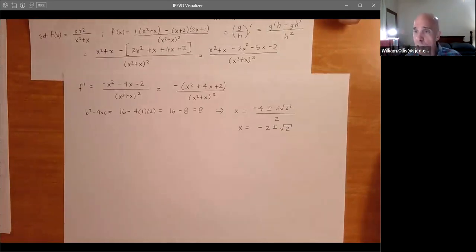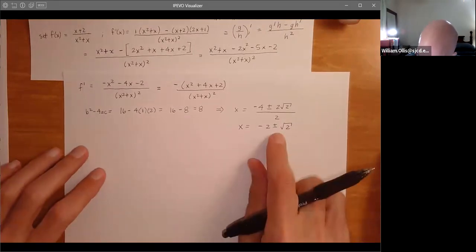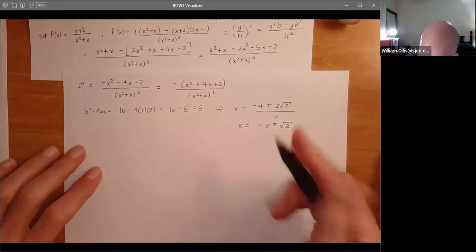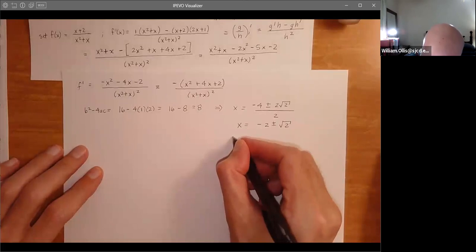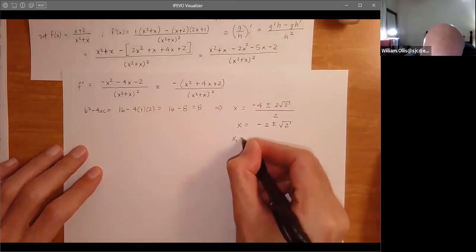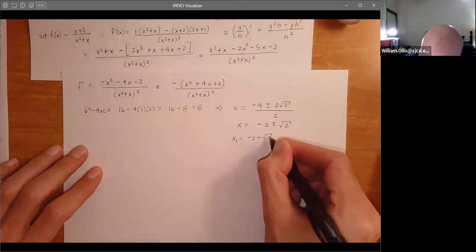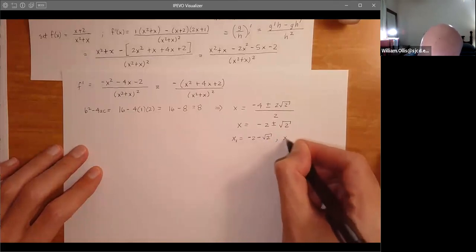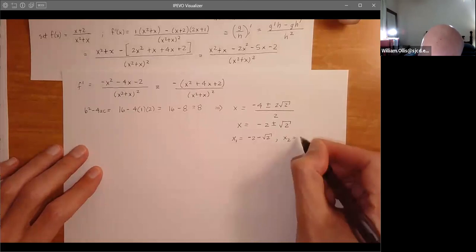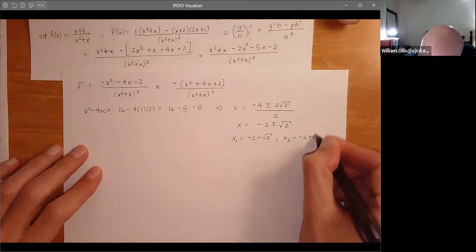Because now it's not just a matter of doing one problem where all you do is this. This is just part of a much larger problem. So now when we look at this and we say, okay, what are the two values here? We have an x1, which is negative 2 minus the square root of 2. And then we have x2, which is negative 2 plus the square root of 2.